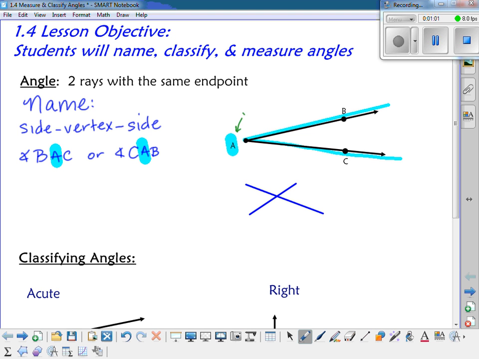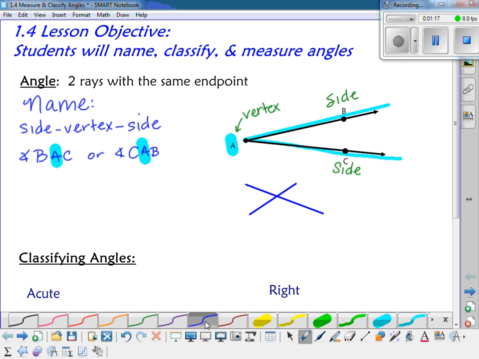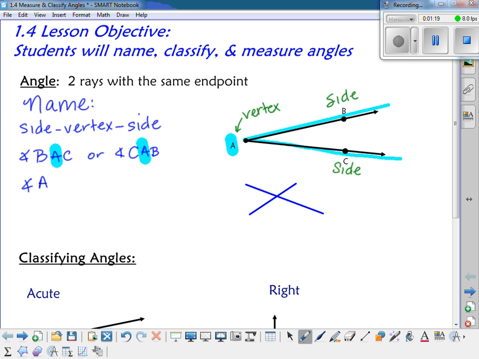So there's a new word if you don't know what vertex is. Vertex is the point of the angle. And of course, this is a side over here and a side over here. So BAC or CAB. Now, since there's only one angle there, I could also call it angle A, and that would be okay because that's not ambiguous. I know exactly which angle I'm talking about.